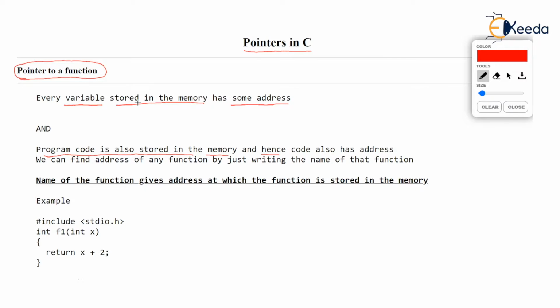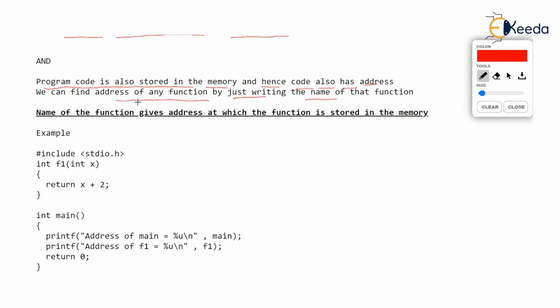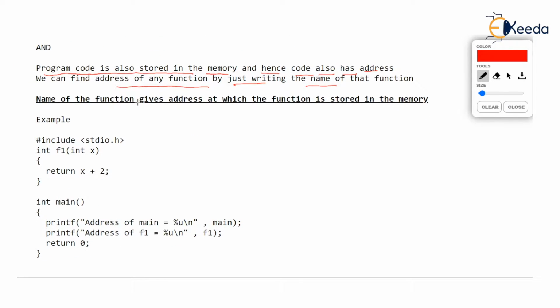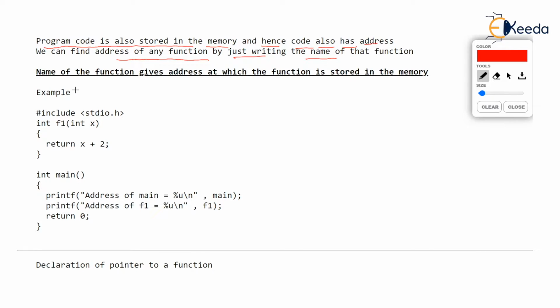Now we can find the address of any function. You remember main is also a function. So you can find the address of any function by just writing the name of the function. So always you will write a function in your program called int main. Of course, that's from where the program starts. Now this main is a function, and obviously this main is stored in the memory.